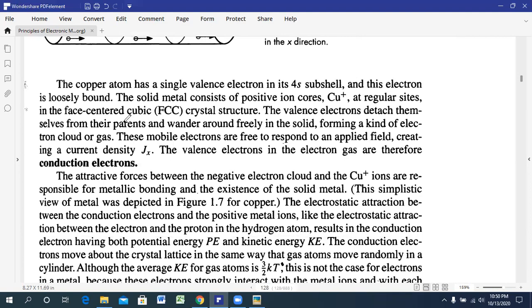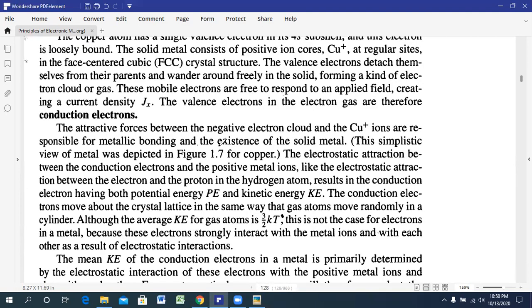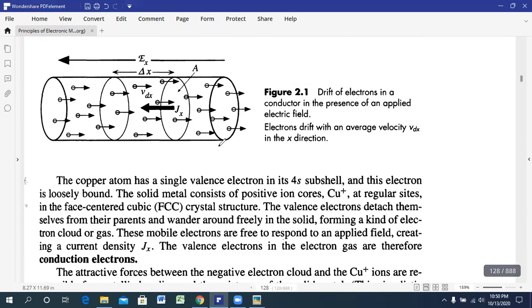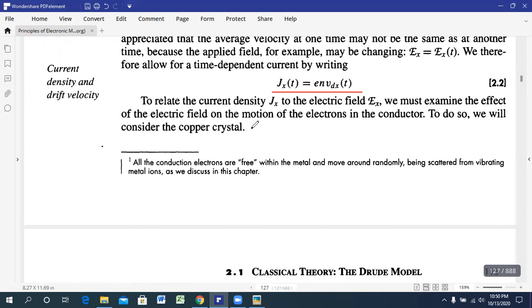Now they have explained these things in terms of copper ions. This is a face-centered cube, and the outermost shell electrons are known as the conduction electrons. You can go through these things, but this is very fundamental and you can understand it easily. What I will actually do is show the derivation of the electrical conduction, that means the electric current density in terms of the electric field and various parameters.